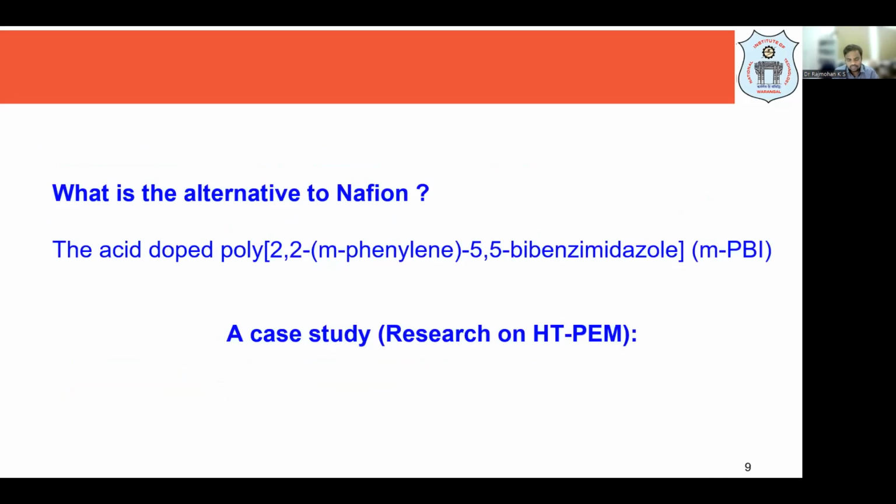So there comes a question: to avoid this monopoly, or if you want to have a low cost membrane alternative, what is the alternative to this Nafion membrane which can be explored? That's what we are going to discuss in this lecture in detail.